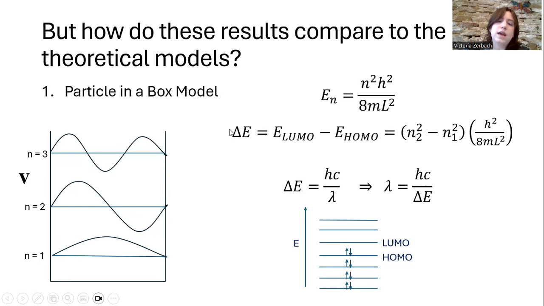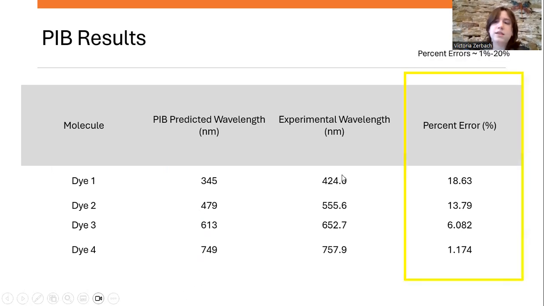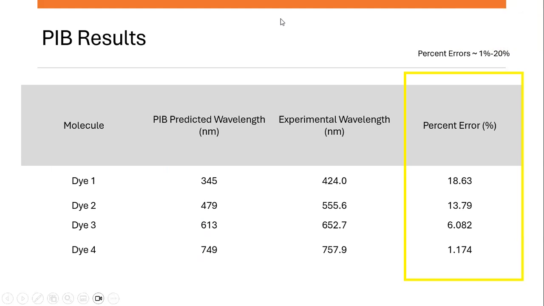And we found the HOMO-LUMO gap, where N1 is the n level of the HOMO, so it's the number of pi electrons divided by 2, and then N2 is N1 plus 1, and the length was determined from bond lengths. So this was able to be used to predict the wavelengths, and ultimately there were percent errors from around 1 to 20%. So it's pretty good for dye 3 and 4, but not very good at predicting dye 1 and 2.